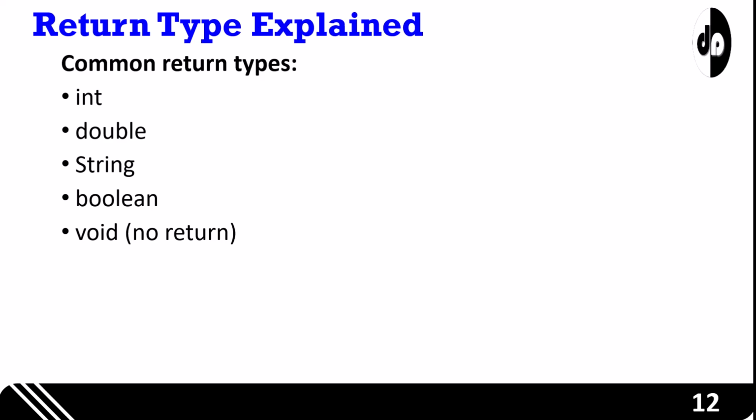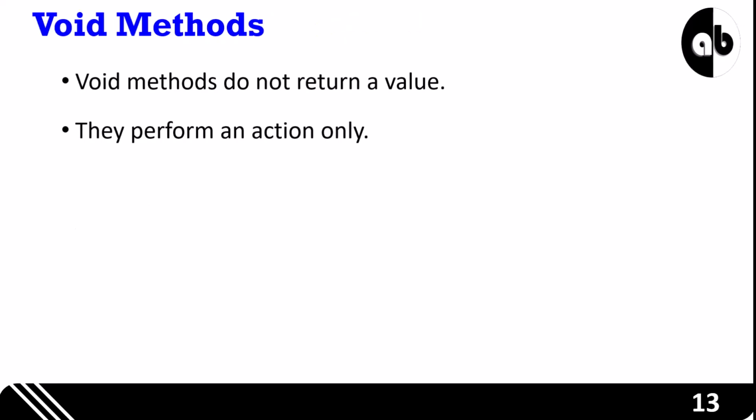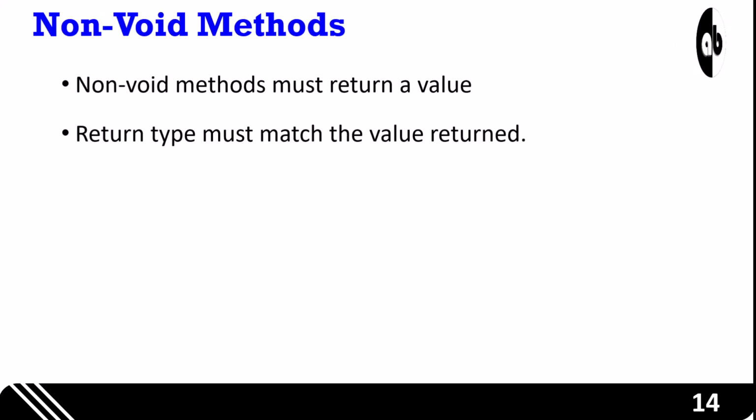Return type explained. These are the common return types: int, double, String, boolean, and void, which does not return any value. Void methods. Void methods do not return a value. They perform an action only. Non-void methods. Non-void methods must return a value. Return type must match the value returned.